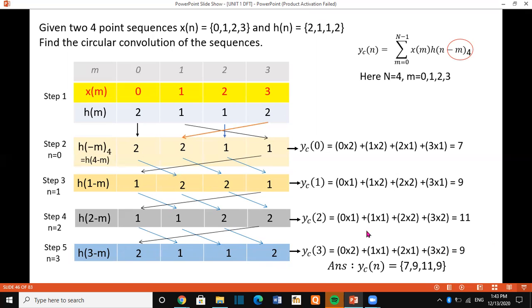Now this I have explained in time domain. You can also find out the circular convolution in the frequency domain by finding out the DFT of the two sequences and multiplying it and then taking the inverse DFT.